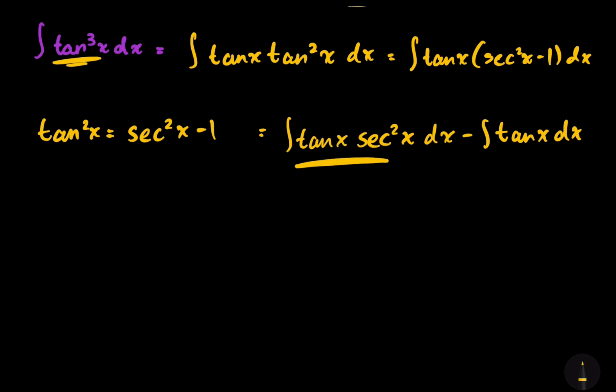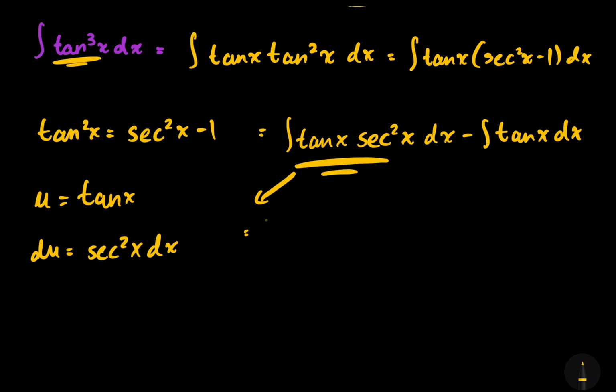So this first integral over here is very simple to evaluate because we know that the derivative of tangent of x is secant squared of x. So if we want to make a u substitution, we can say let u equal tangent of x, and then du is equal to secant squared of x dx. And then we ultimately get this being equal to the integral of u, which is tangent of x, and then secant squared of x dx is just du. So that's equal to 1/2 u squared, which is equal to tangent squared of x, if we back substitute, divided by 2. And then over here, we have the negative integral of tangent of x.